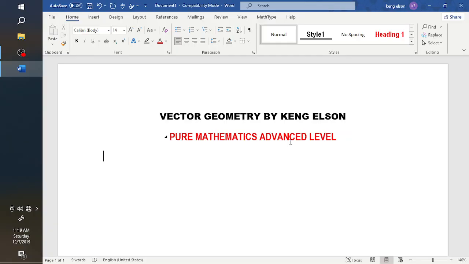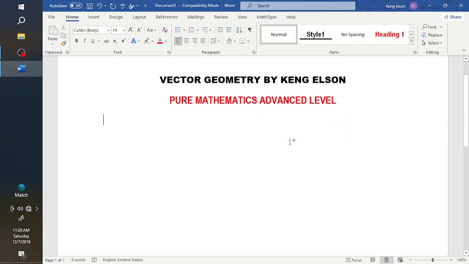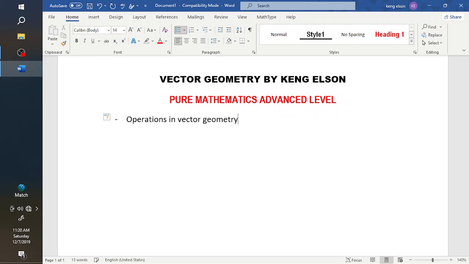Now we are going to be looking at vector geometry, specifically for pure mathematics advanced level students. Before the end of this lesson, you are supposed to know and understand the following. First of all, you have to know the different operations in vector geometry. Next, you need to know the dot and cross products of vectors.